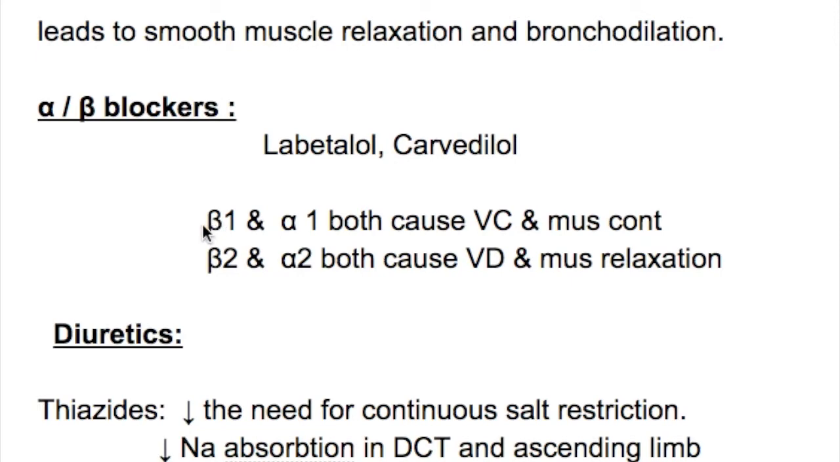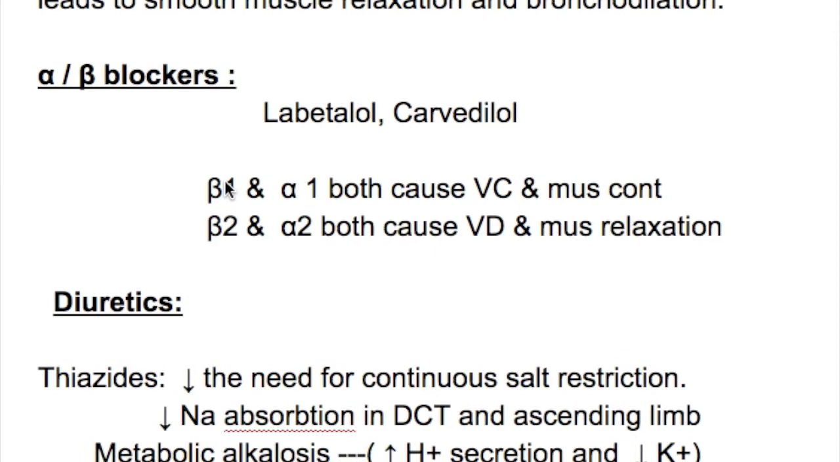So what is the effect of beta 1 and beta 2 receptor stimulation on the blood sugar? The beta 1 stimulation causes glycogenolysis and increases the release of glucagon from pancreas. So beta 1 stimulation causes hyperglycemia, increases the blood sugar, whereas beta 2 stimulation causes insulin release, so it will cause hypoglycemia.